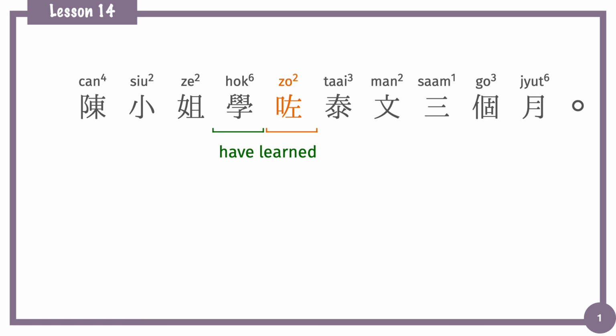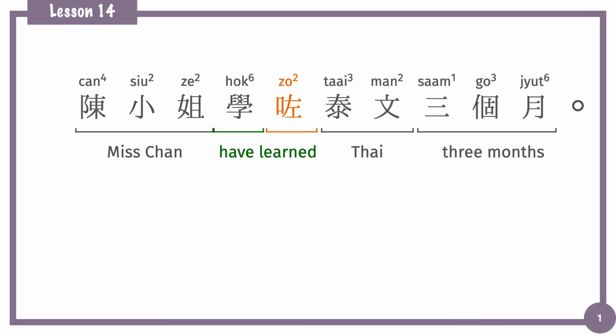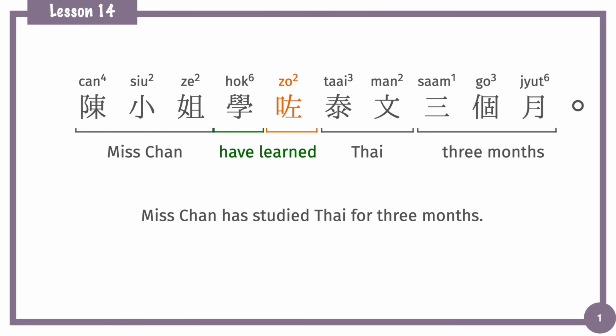Go back to the sentence. We have 陳小姐 as the topic, Miss Chen, and what she has learned is 泰文, Thai, the language. Then we have 3個月, 3 months. The sentence 陳小姐學咗泰文3個月 can be translated as Miss Chen has studied Thai for 3 months, or Miss Chen studied Thai for 3 months. In this sentence, we mentioned a language, Thai.